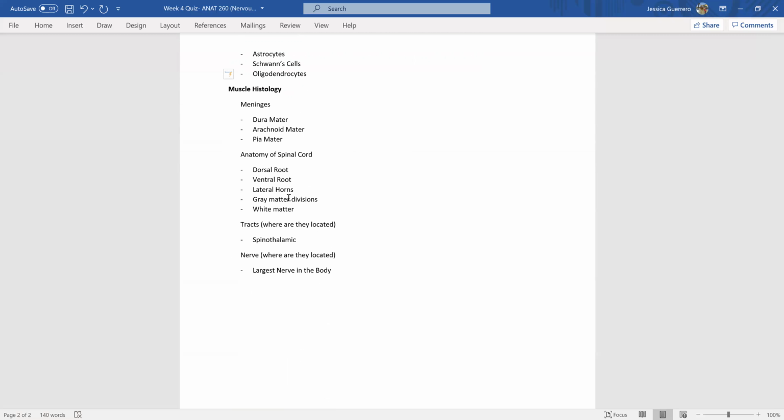Then the last part of the nervous system, week 1, is the histology. So remember, histology is the study of tissue. So the meninges, and I've gone ahead and told you that there's 3 layers: the dura mater, arachnoid mater, and pia mater. You need to know characteristics, location, and function of the meninges.